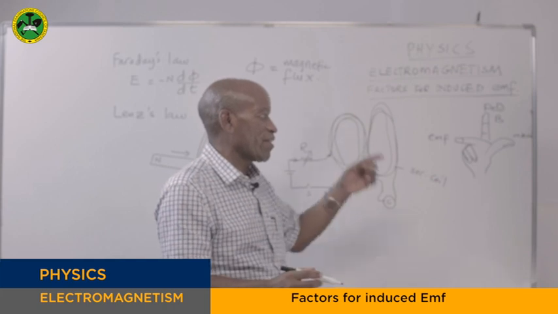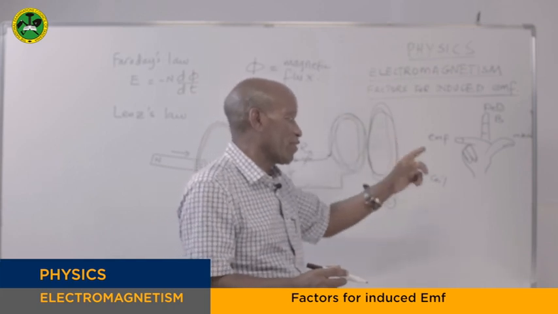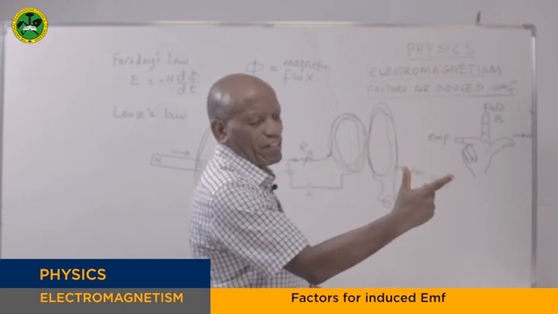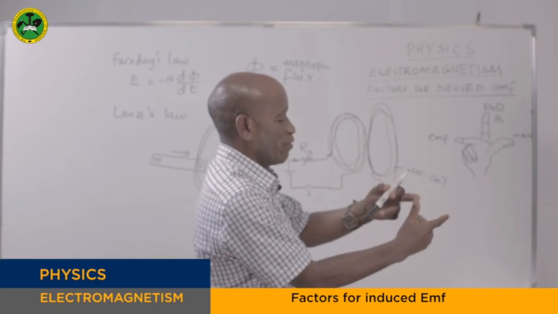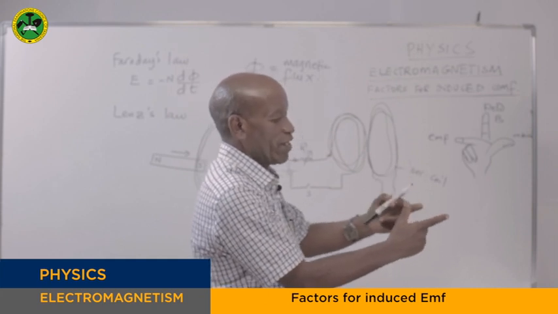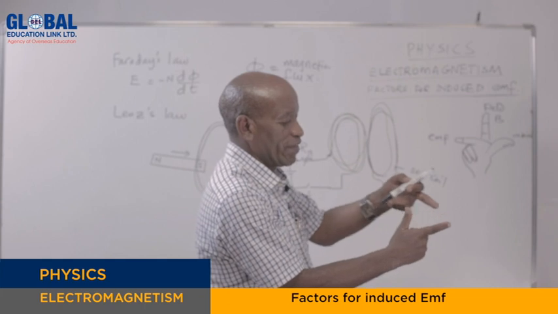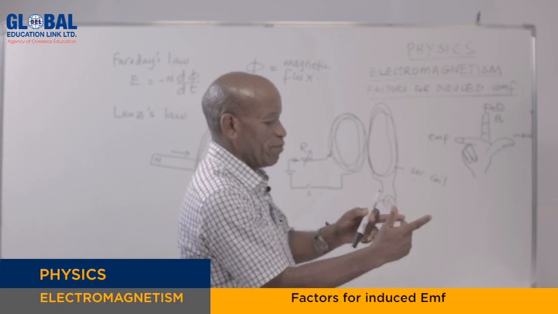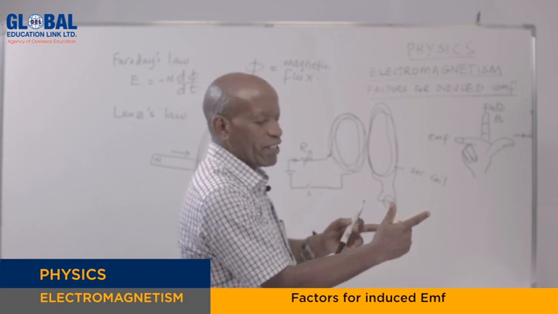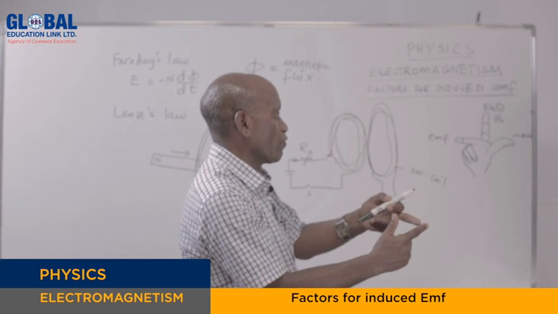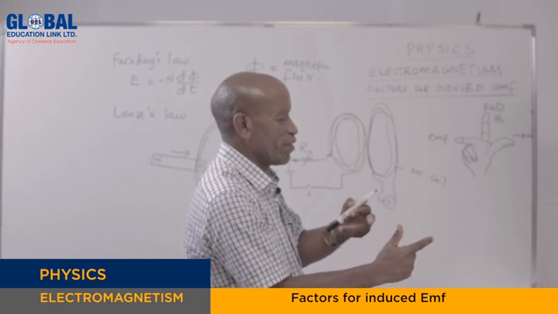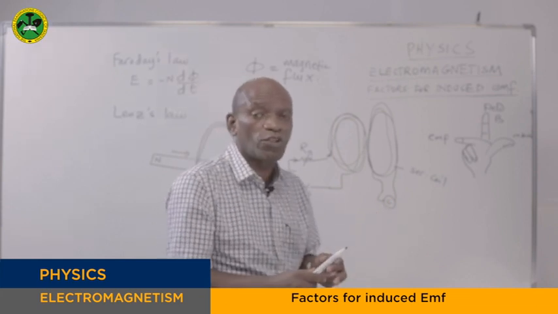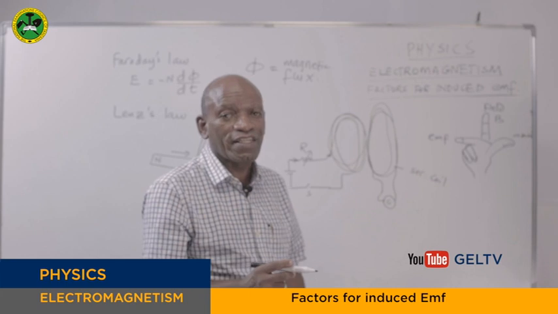Whenever we take the thumb, the first finger and the second finger to be mutually perpendicular, using your right hand as it is here, if the thumb represents the direction of the motion, then the first finger represents the direction of the field, perpendicular to the thumb. Then the direction of the EMF will be perpendicular to both the field and the direction of the motion, that is the direction where the thumb points. So this is what we call Fleming's right-hand rule.